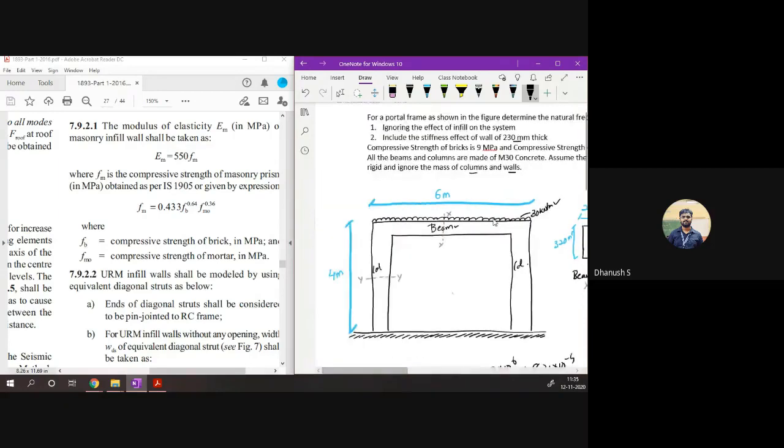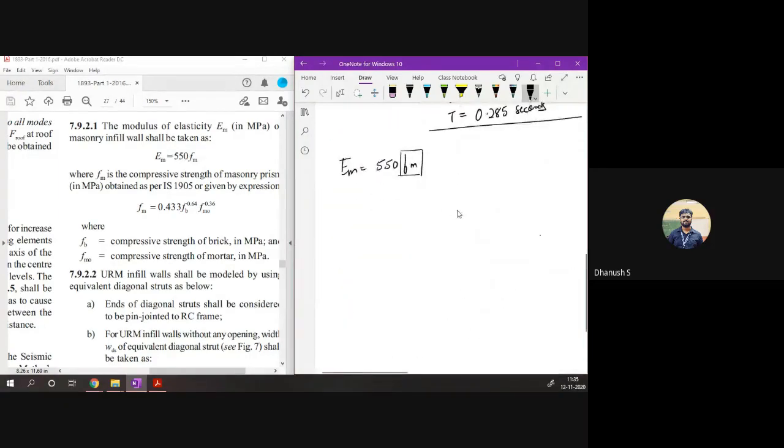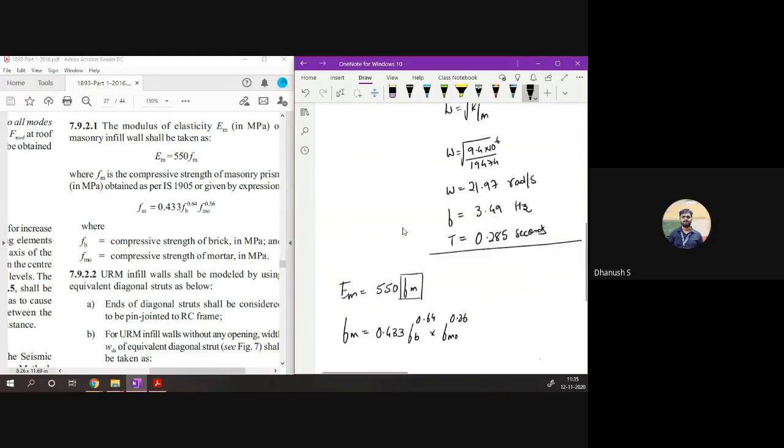Now using these two, we'll have to find out the compressive strength of masonry. For that, the formula is directly given. Fm is equal to 0.433 into the compressive strength of brick to the power of 0.64 into the compressive strength of mortar to the power of 0.36. If you notice here, 0.64 plus 0.36 add up to 1. So basically, it means that your masonry is made up of your brick and mortar. The combined total effect summation should be equal to 1. Now substitute the values there and tell me what the value is.